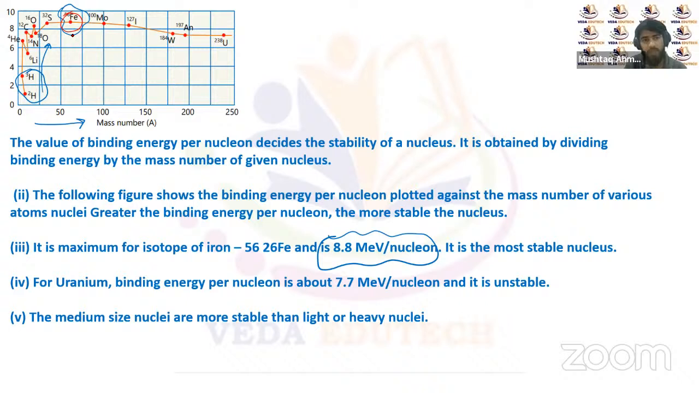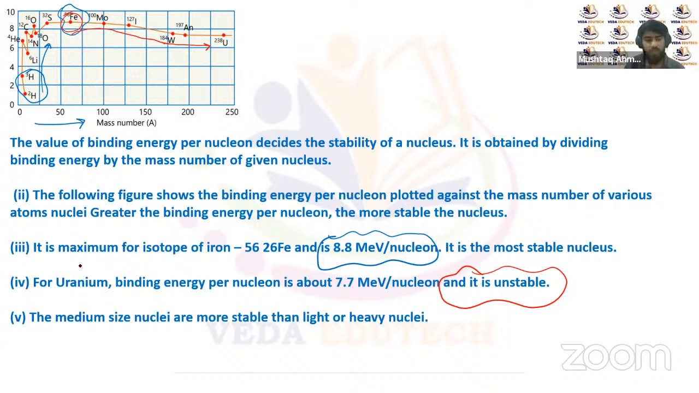Then the binding energy continuously decreases. The heavier nuclei become less stable, as the binding energy per nucleon decreases. For uranium, the binding energy becomes 7.7 million electron volt, which is very low, so uranium is an unstable nucleus. To become a stable nucleus, uranium tries to split itself, that is, nuclear fission occurs in this element, so as to decrease the mass number so that the binding energy per nucleon increases.